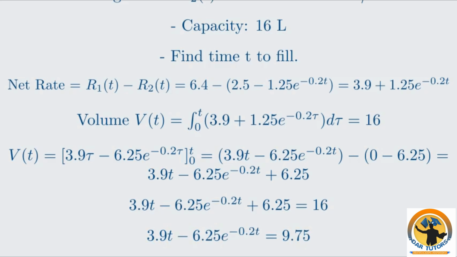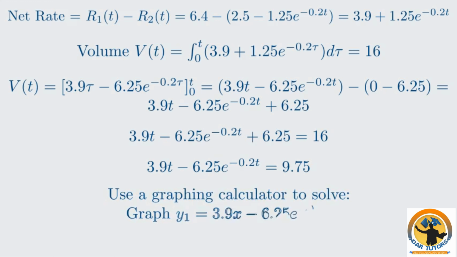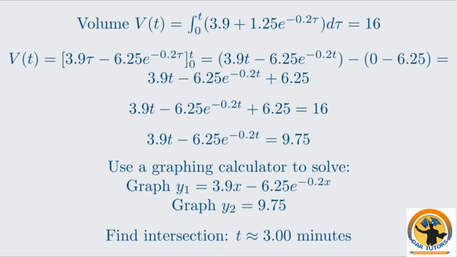This is a transcendental equation that cannot be solved algebraically. We must use a numerical method, such as a graphing calculator. By graphing the function on the left side and the constant 9.75, we can find their intersection point. The solution is approximately t equals 3 point something minutes. The question asks for the answer to the nearest second.